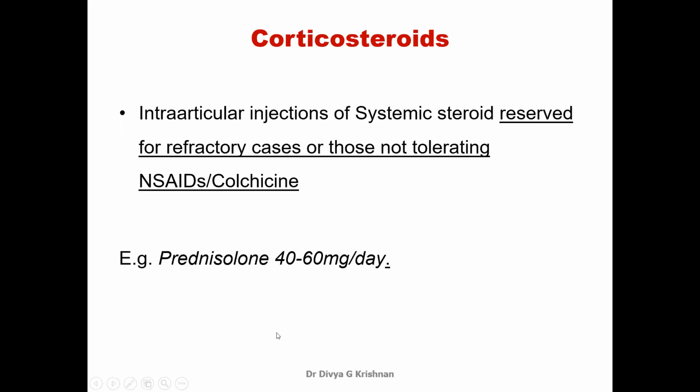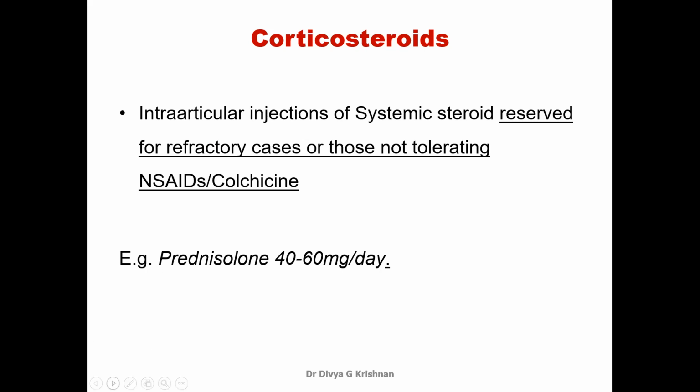The next category of drugs for acute gout includes the corticosteroids. Now, the corticosteroids are like reserved drugs for refractory cases or those who are not tolerating the NSAIDs or colchicine. So we usually prefer the intra-articular injections of a steroid in the affected joint. Even systemic steroids like prednisolone at a dose of 40 to 60 milligram per day are also prescribed. So that finishes the drugs for acute gout.